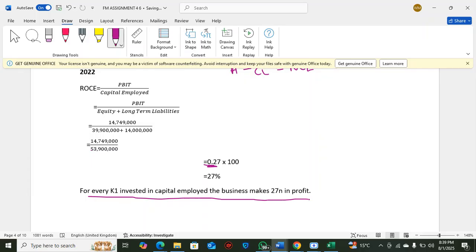So return on capital employed is just saying, from this money that you're using to fund your business and run your business, how much are you getting back out of it?